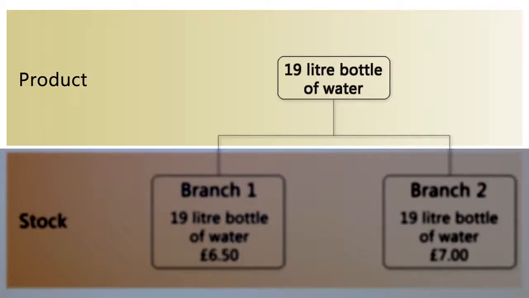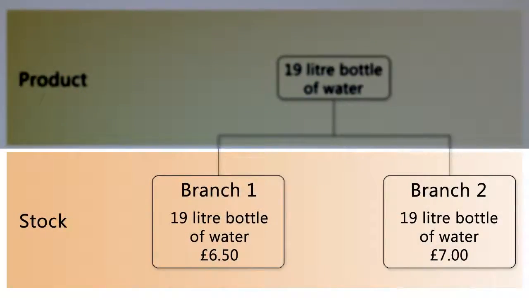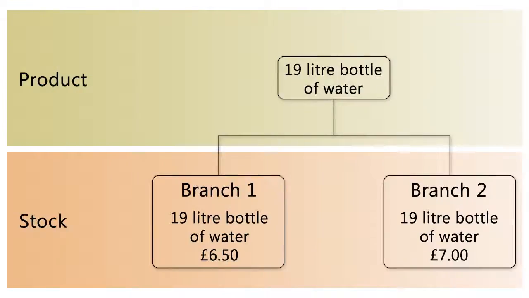In this example, our product is a 19-litre bottle of water. As you can see, the product is used by each branch as a basis for the creation of stock items, which are usually maintained by the branch or depot administrator. This allows each branch to set their own prices and special offers. As you can see in the diagram, for branch 1, the 19-litre bottle of water is priced at £6.50, while in branch 2, the same product is priced at £7. It is also possible to set user permissions such that a single individual is responsible for maintaining all of the products and stock items that exist within the business if preferred.